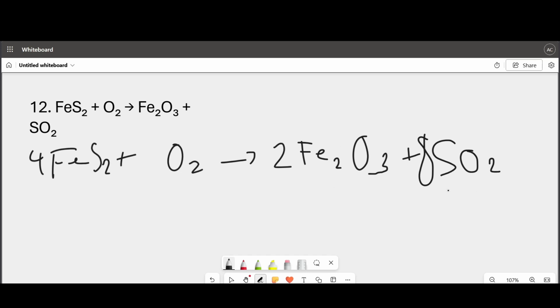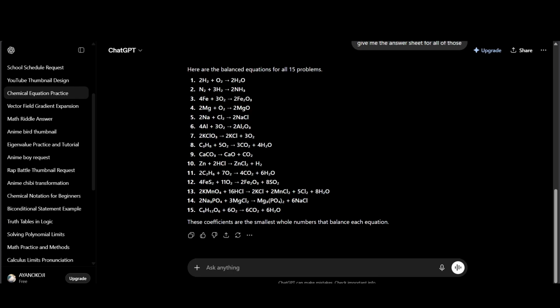Okay, it's going to be, I believe, 16. Wait, let me just, 16 plus 6 is just going to be 22. So 22 divided by 2 is just 11. So check if that's the correct answer. 4FeS2 plus 11O2 gives 2Fe2O3 plus 8SO2. Okay, that's correct. That's correct.